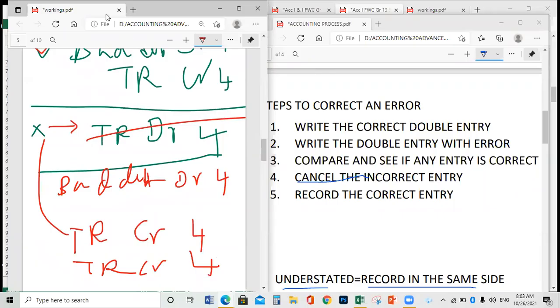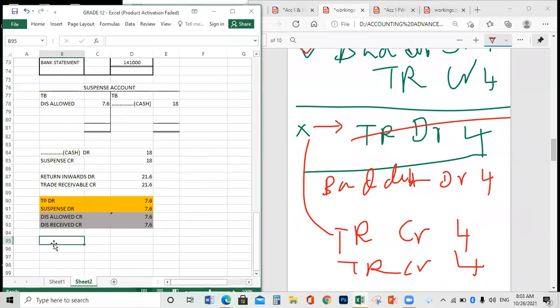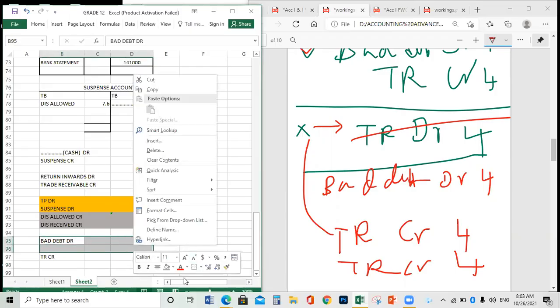Now tell me, guys, by how much will the trade receivable be credited? Bad debt becomes debit 4,000. Bad debt is debited by 4,000. Trade receivable becomes credited by how much? Not by 4,000, by 8,000. Trade receivable becomes credited by 8,000.